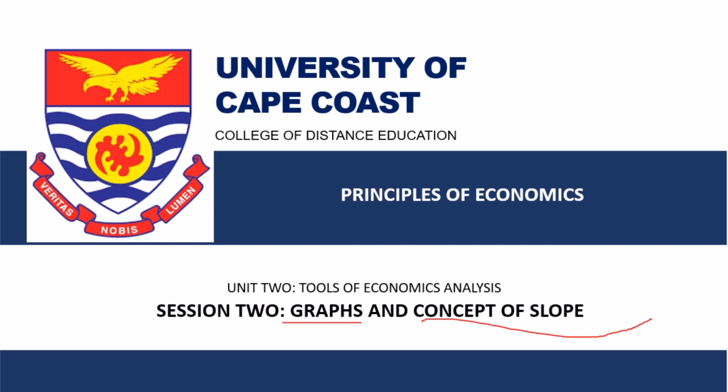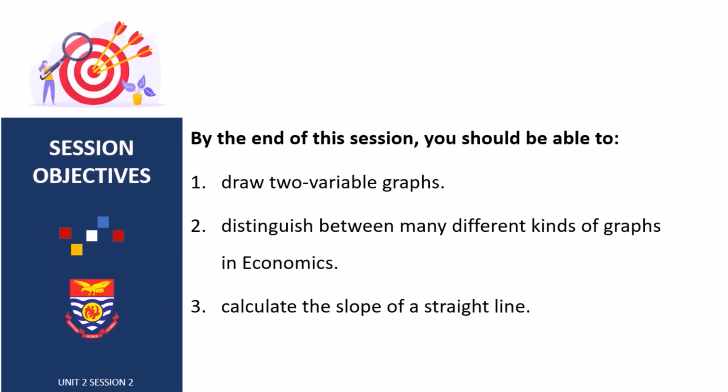By the end of the session, we believe that you should be able to at least draw two variable graphs. You should be able to distinguish between many different kinds of graphs in economics. You should be able to calculate the slope of a straight line. How do we calculate the slope of a straight line? So let's get started with drawing a graph.